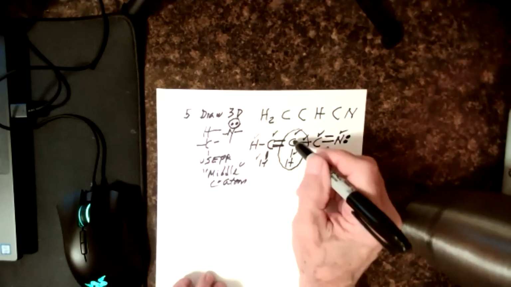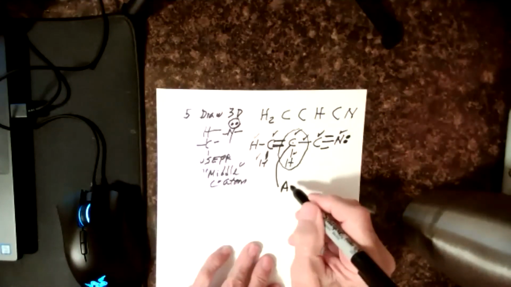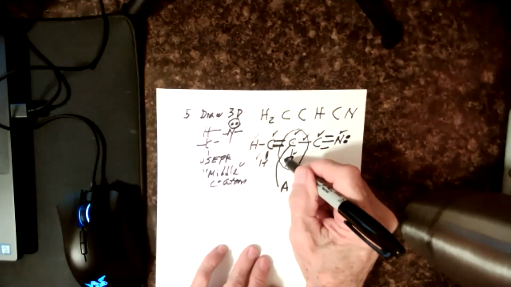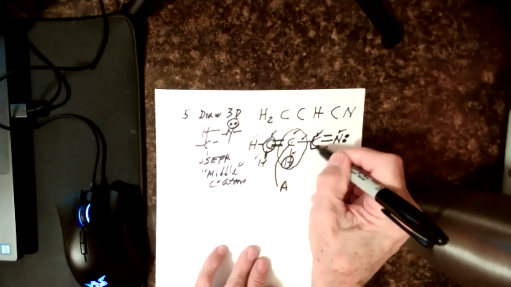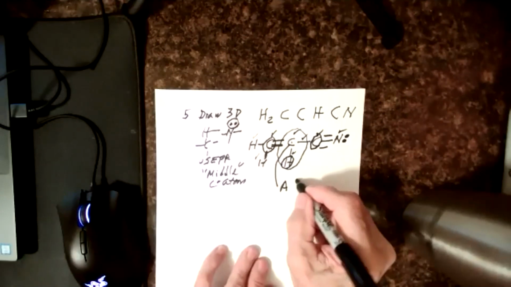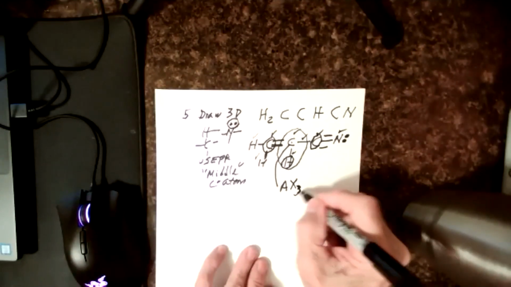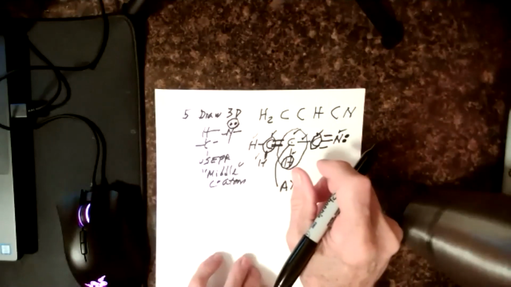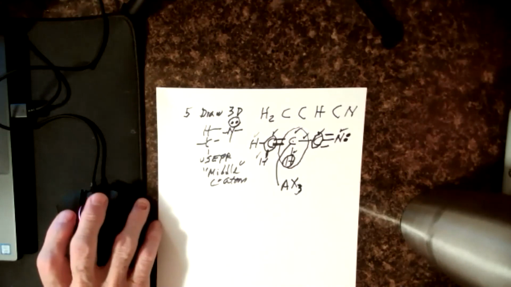So I'm looking at this one, and I'm going to call that my A atom. Now, how many other atoms are attached to it? And we're counting atoms. There's one right there, there's one right there, and one right there. It's got 3, so it's an AX3. Now, are there lone pairs on that one? No. So it's just AX3. And that is response D on that number 5.